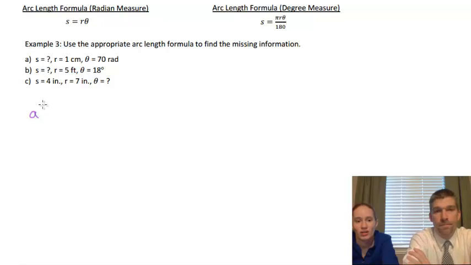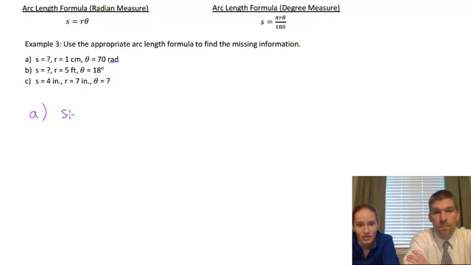So we are trying to find the missing information given what they gave us. In A, it's basically going to boil down to how good you are with some algebra. In A, we're looking for S. We know the radius and we know the angle, and what's important is that our angle is in radians, so we have to use this first formula.